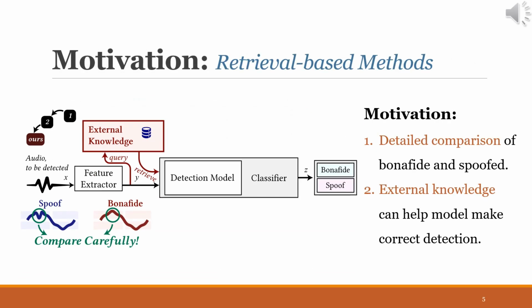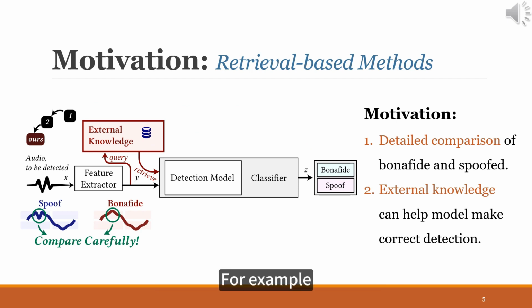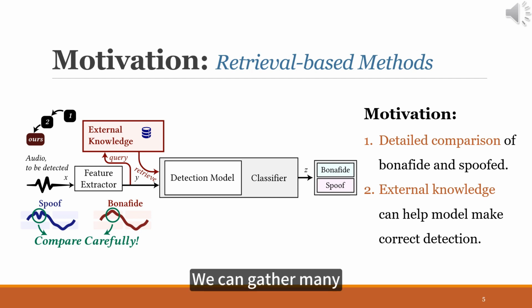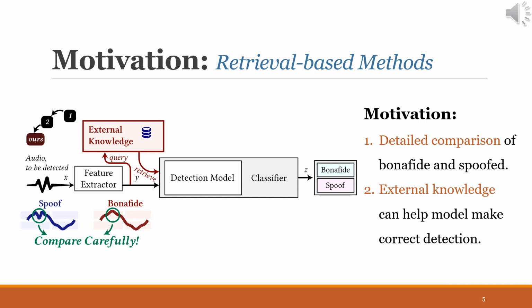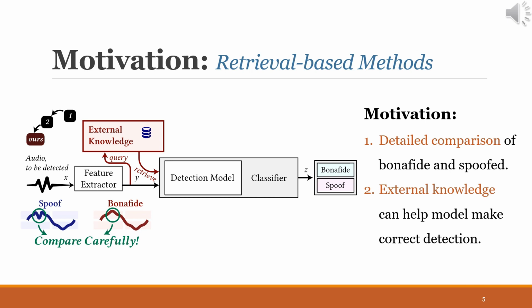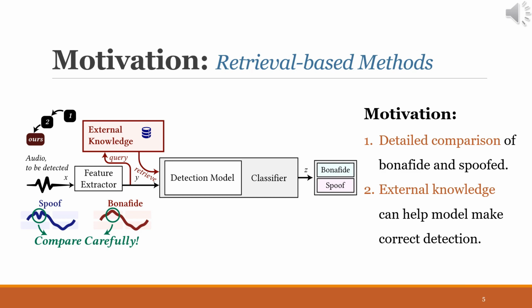To solve this, our motivation is pretty simple. Let's use external knowledge. For example, if I want to detect an audio sample with speaker A's voice, we can gather many voice recordings of speaker A in advance. Then, we carefully compare the test audio against all the recordings of speaker A. This difference guides us to make a much better decision.